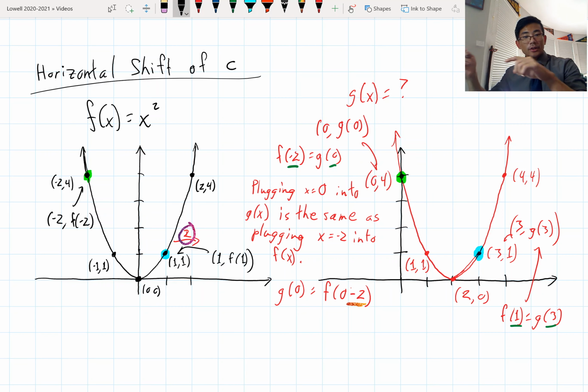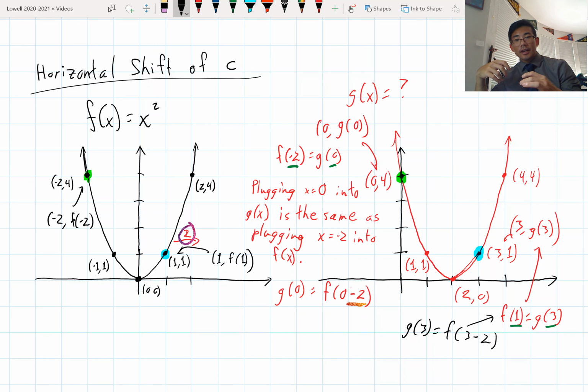And we could notice that again on the blue point down here, in that g of 3 is the same thing as f of 3 minus 2, because again, when I plug in 3, I had to make the original function think it's only plugging in 1, because that's where the corresponding point came from. And so this -2 comes from that shifting it over 2 units.